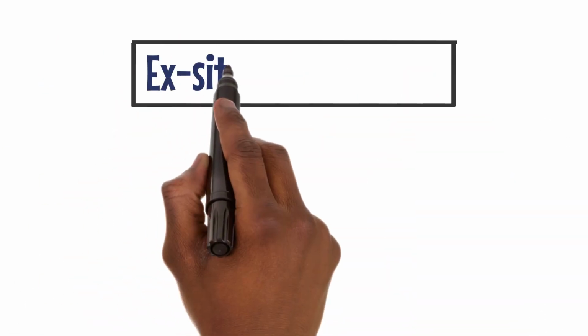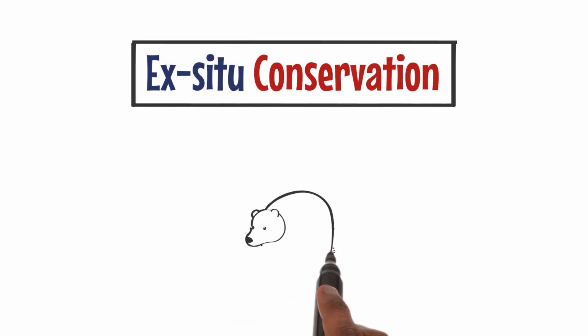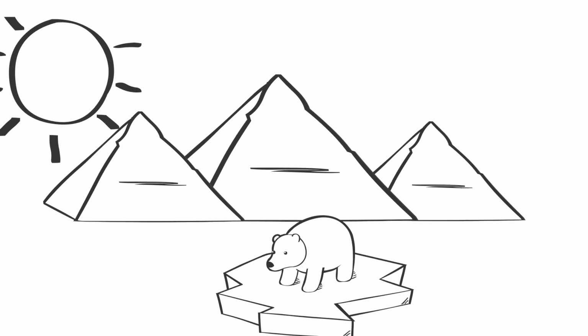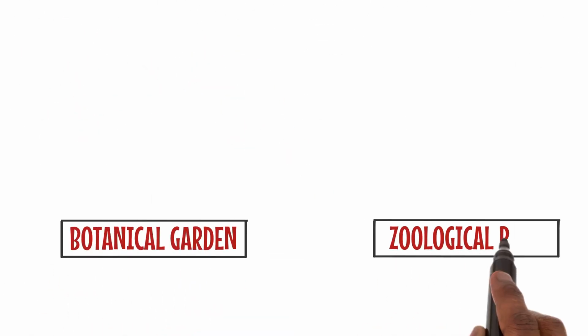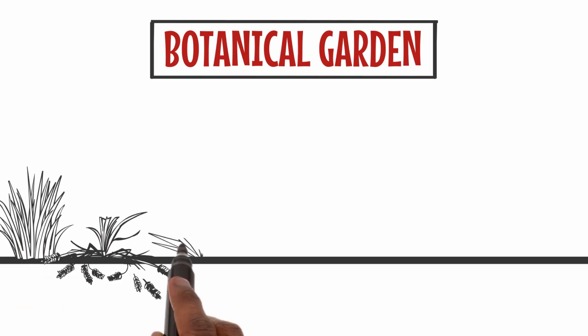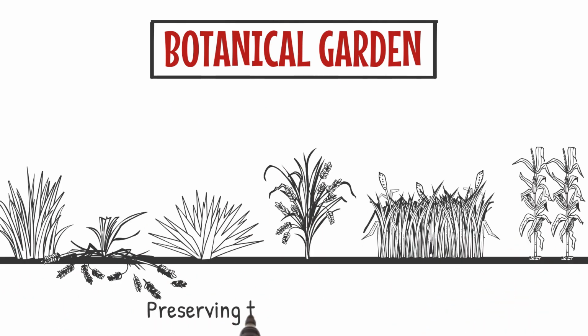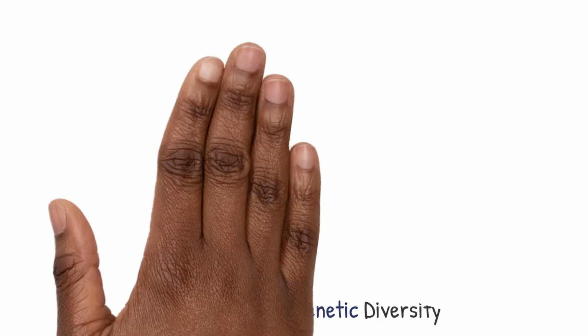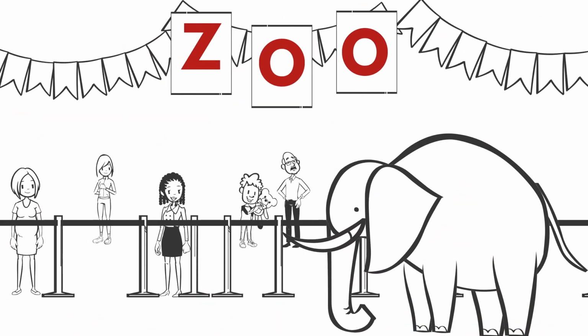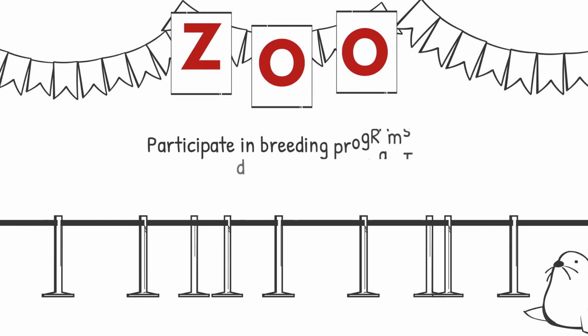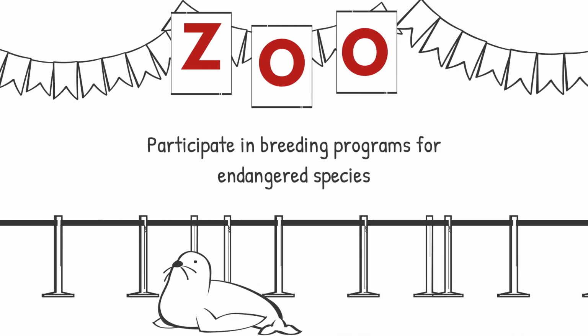Ex situ conservation, on the other hand, serves as a crucial backup plan. It involves safeguarding species outside their native environments. Botanical gardens and zoological parks are excellent examples of ex situ conservation. Botanical gardens curate a wide array of plant species, preserving their genetic diversity. Zoological parks, while often associated with showcasing animals to the public, also participate in breeding programs for endangered species.